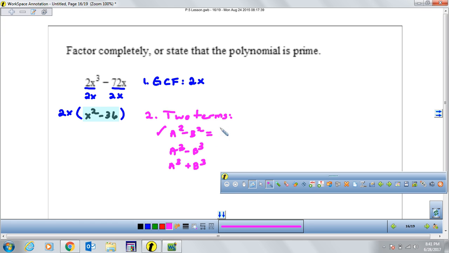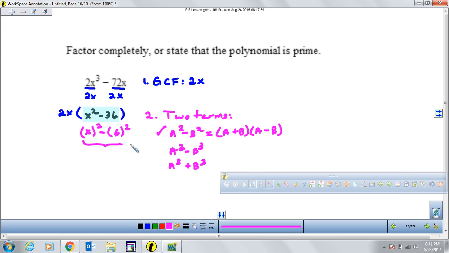The formula is a plus b times a minus b. All we gotta do is find what a and b are, which means something that when squared gives me x squared, and something that when squared gives me 36. That would be x and 6. So a squared minus b squared, x squared minus 6 squared, the factors will be a, which is x, plus b, which is 6, times a, which is x, minus b, which is 6. And don't forget, bring down the greatest common factor, 2x.